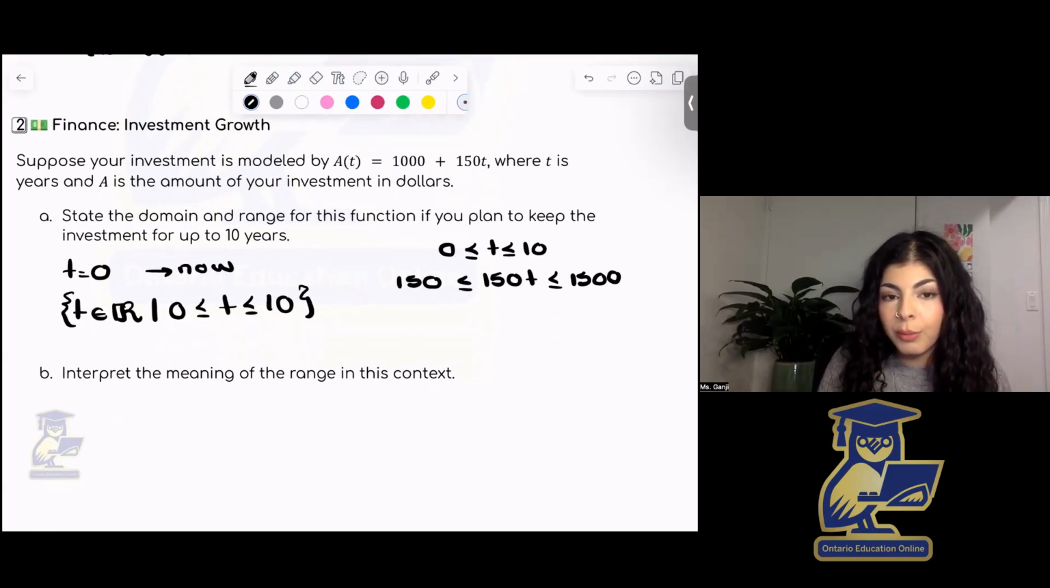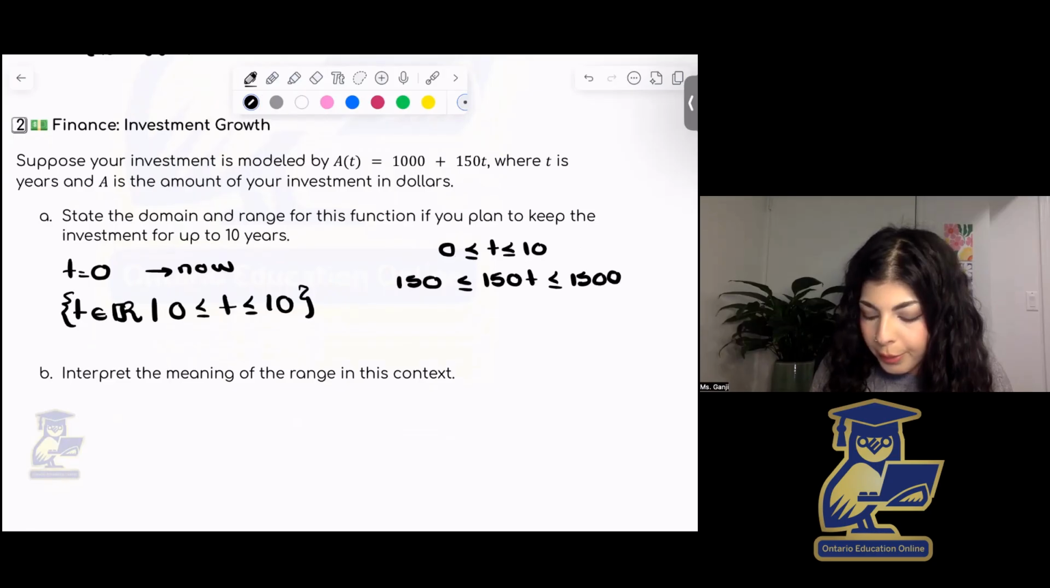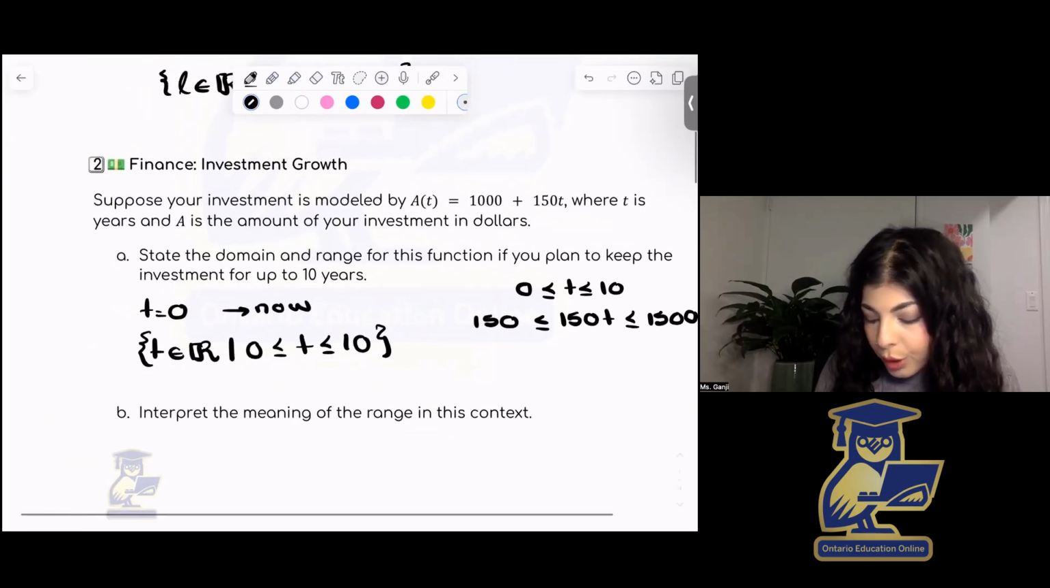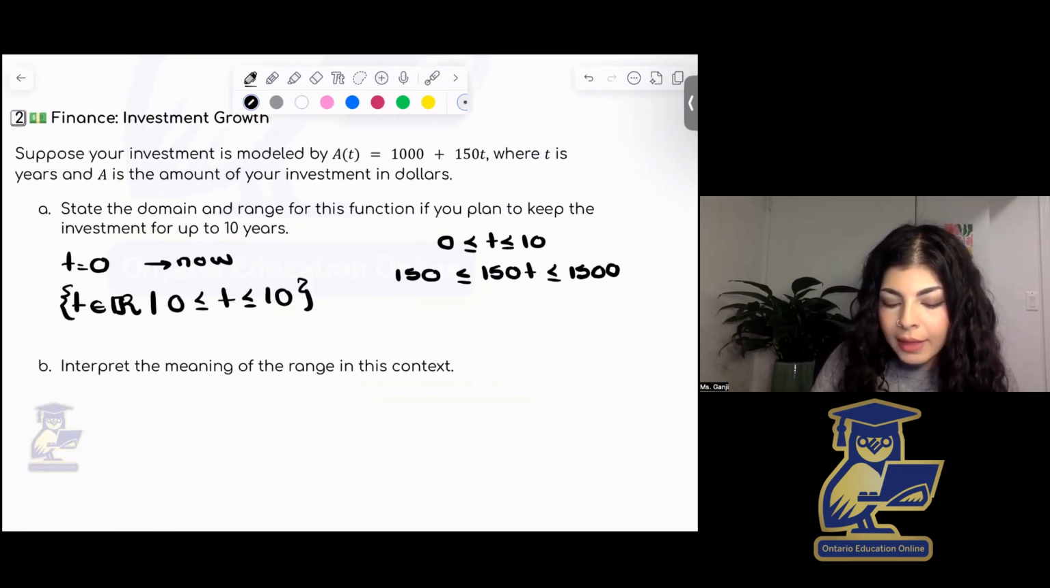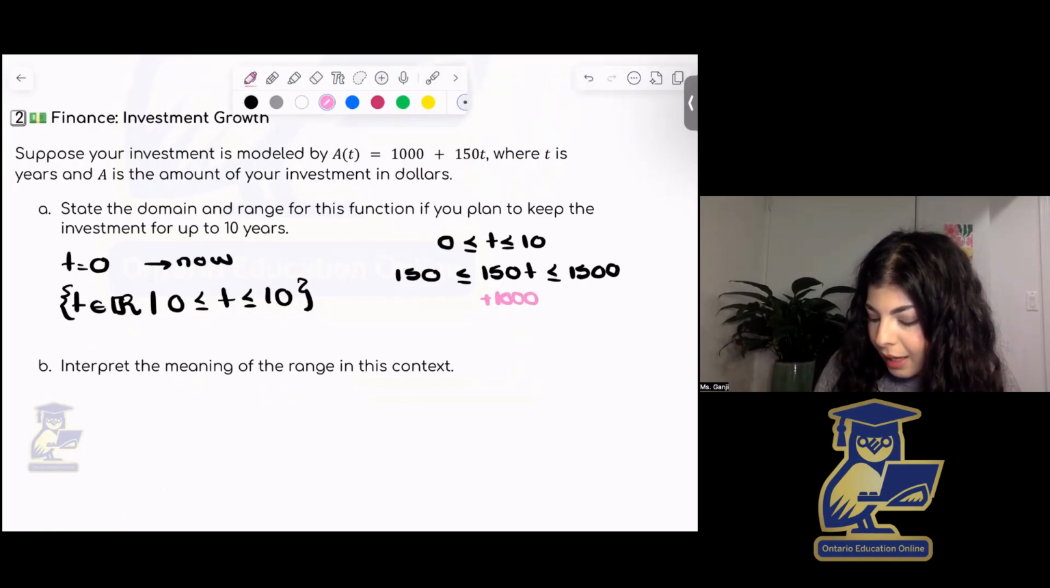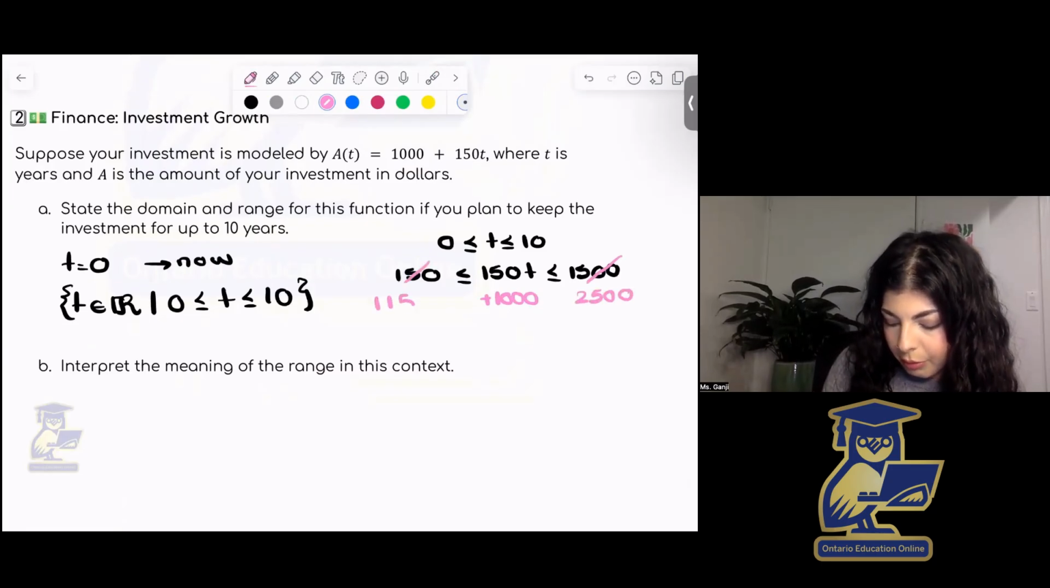It doesn't hold true when you multiply by a negative number. We do have to switch the greater than signs to less than signs. So just switch them over. We don't have that in this example, so it's a little easier. And now I want to add that 1000 as well. This will be plus 1000, and then this will be 2500, and this will be 1150.